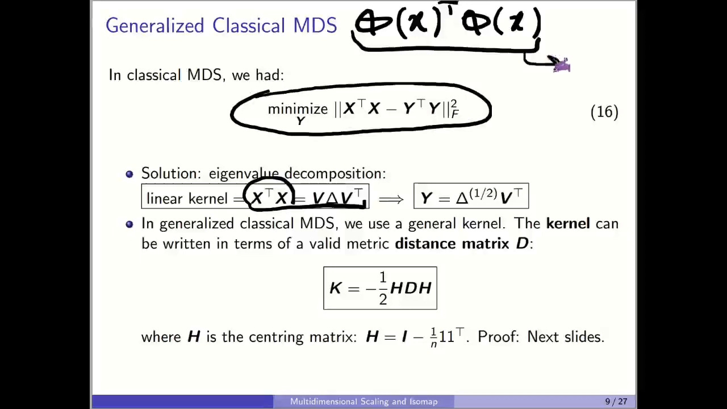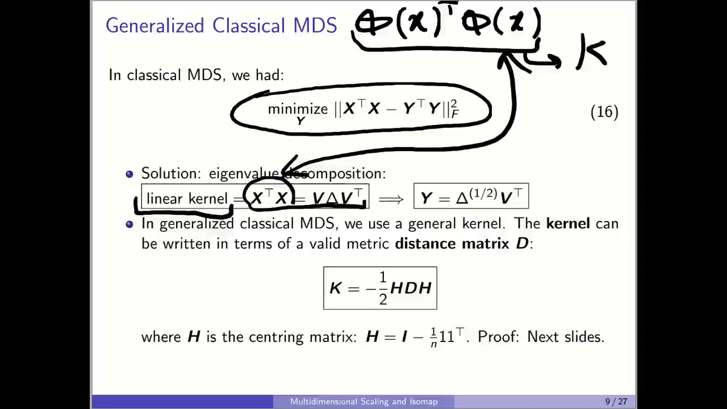So if you compare this with this, you can see that phi(x) is x here. So this is a linear kernel because phi(x) is x. So we can say that classical MDS is applying eigenvalue decomposition on the linear kernel of data, and then we had this y, this embedding. In generalized classical MDS, also called kernel classical MDS, we have any arbitrary kernel which is valid. It must be valid. And how?